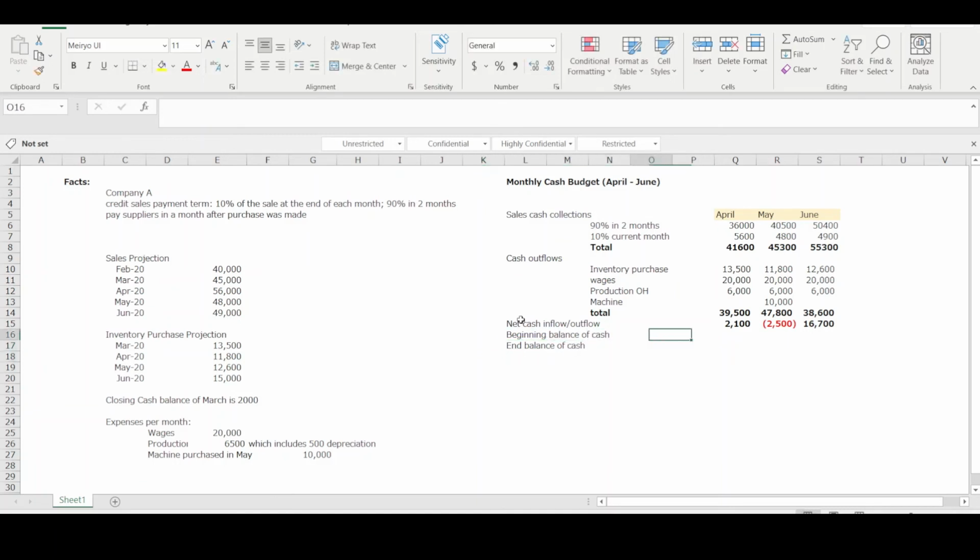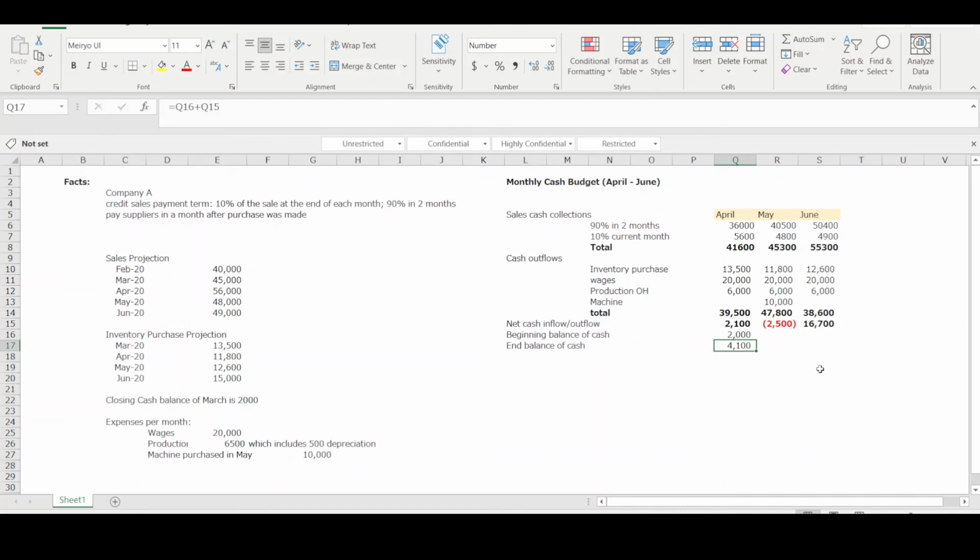So what is the beginning balance of cash for April? In the question they told us the closing cash balance of March is 2,000. The closing cash balance of March is also the opening balance, or the beginning balance, of April. So we put 2,000 here. Now we have the beginning balance and the change during the month. Now we can calculate the end balance of cash, which is the beginning balance plus the change. So this is the end balance of cash for April.